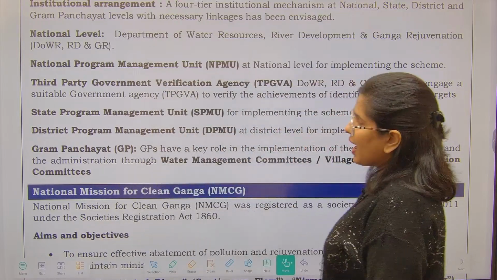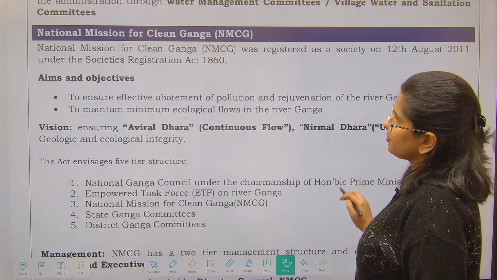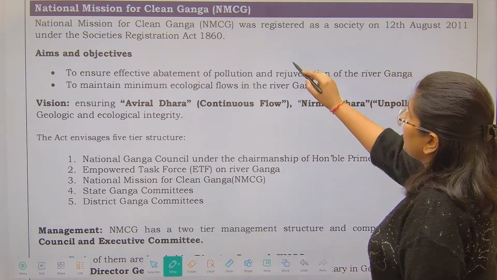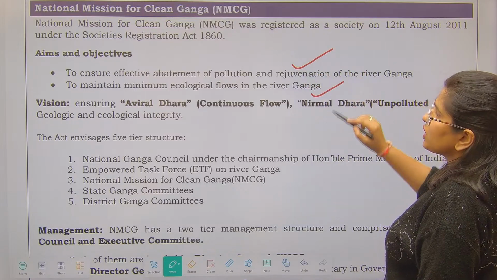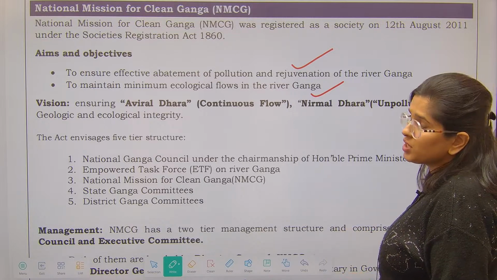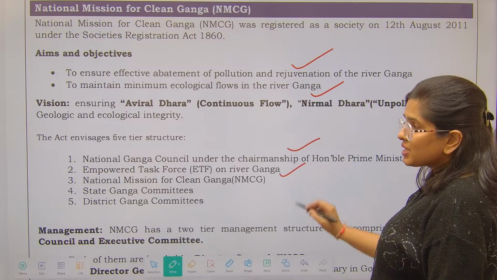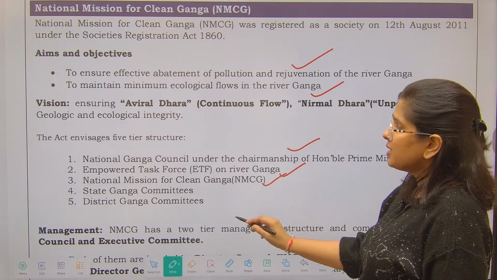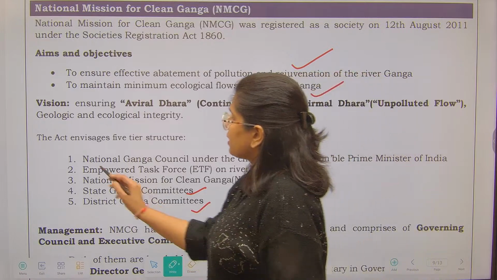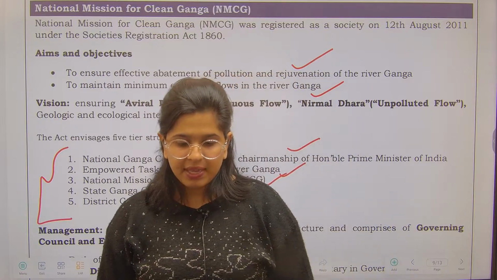Now next thing is that we have National Mission for Clean Ganga. So what are the aims and objectives? Effective abatement of pollution, maintaining ecological flows in the river Ganga, right? Ensuring Aviral Dhara. It envisages a 5-tier structure. National Ganga Council is there. Empowered Task Force is there. National Mission for Clean Ganga, State Ganga Committees as well as the District Ganga Committee is there. So these are the 5-tier structure through which this particular scheme is being managed.